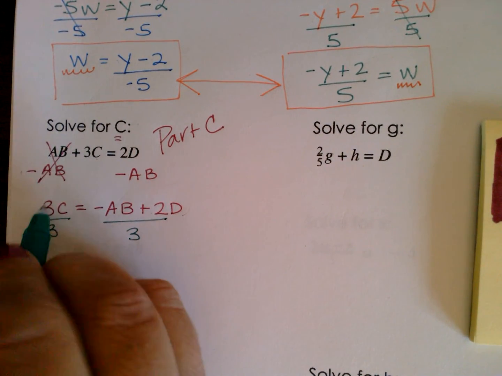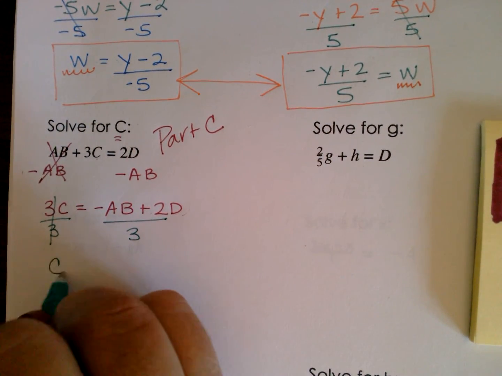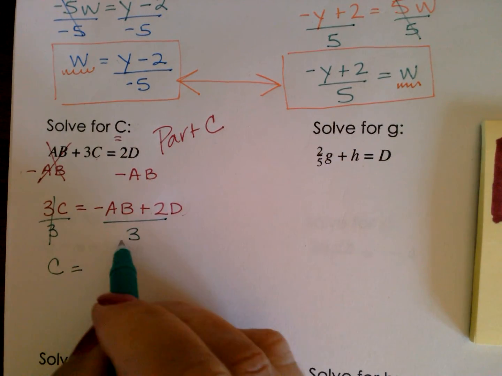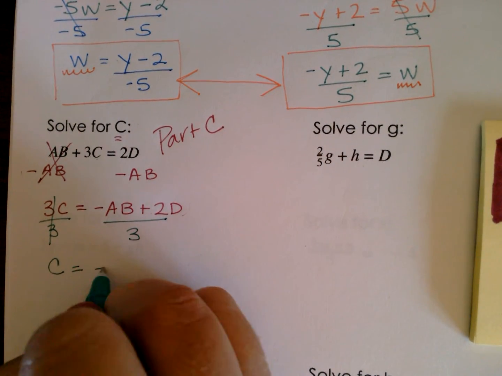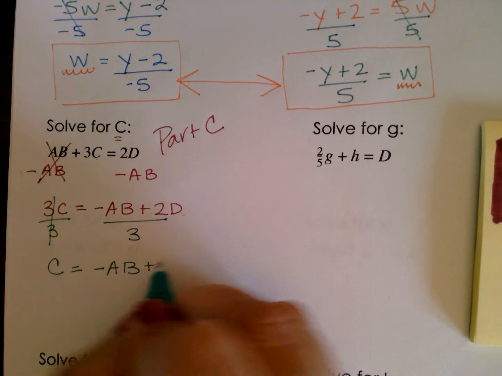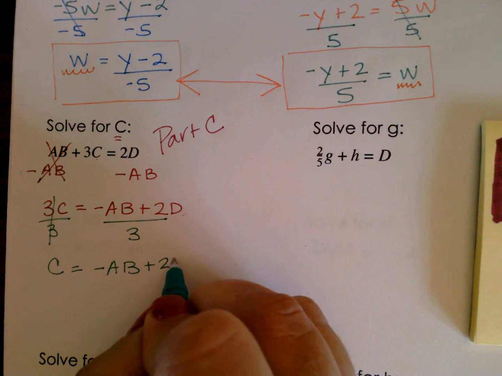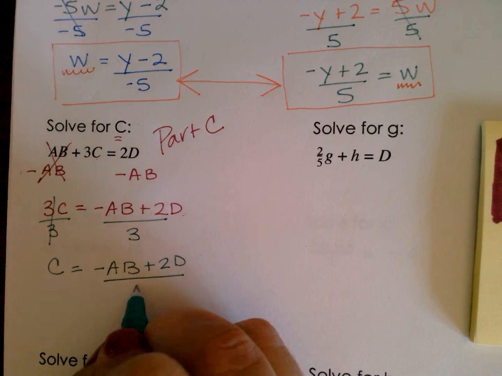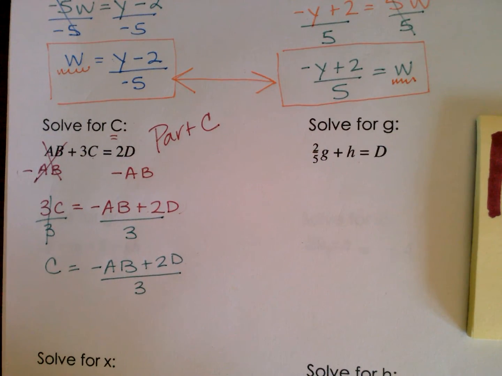To undo this multiplication problem, I'm going to divide. I cannot divide into any of that evenly, so I get negative AB plus 2D over 3.